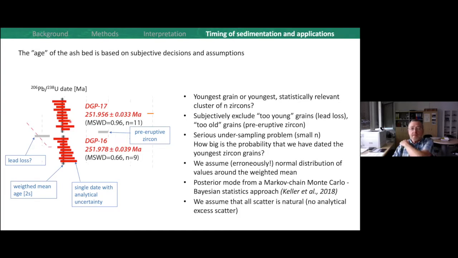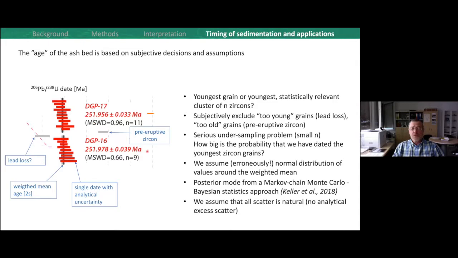But we still subjectively exclude here a too young age, here a too old age. We have a very serious problem of undersampling. How big is the probability that we really have the youngest zircons here? Probably 0. We have 10 million zircons and we analyze 11. We can model this probabilistically. It's close to 0. We also assume that all these 11 analyses are distributed normally around the mean, which is certainly wrong, as I showed before.